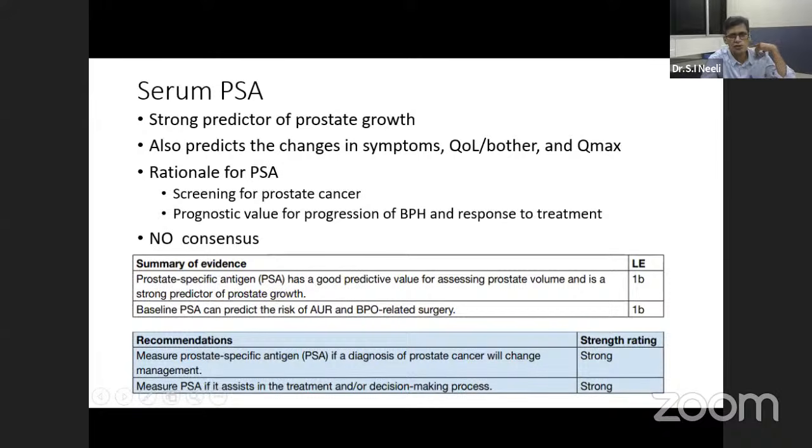The EAU also has a strong recommendation for measuring PSA if a diagnosis of prostate cancer is suspected. PSA is also recommended to be measured if it assists in the treatment or in the decision making.